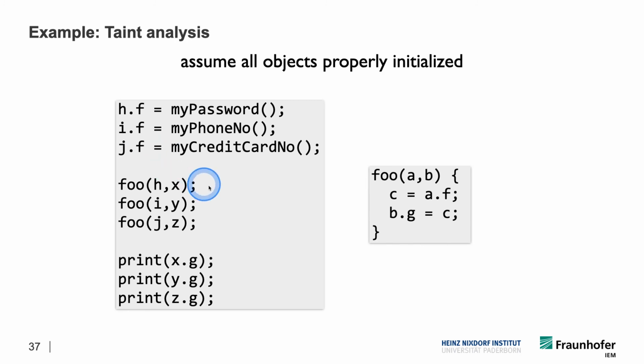And now I'm calling foo with all of these different objects. If we take a look at foo, it's basically extracting a value out of the f field of the first parameter and assigning it to the g field of the second parameter, so that in the end, all of these 3 objects will be tainted. But now let's take a look at what the call strings approach will be doing here.